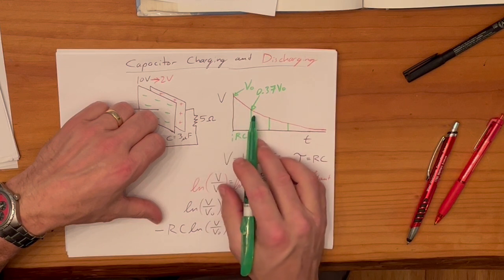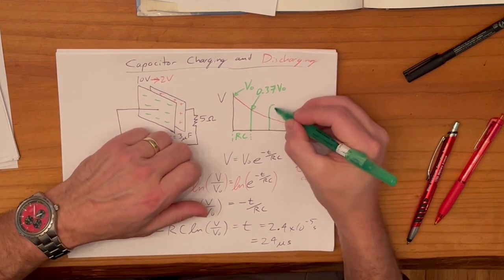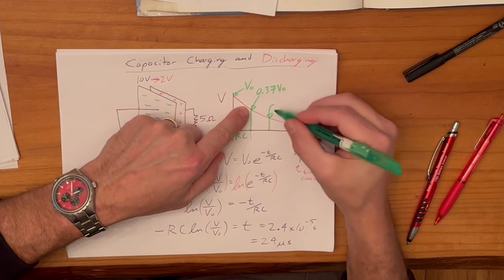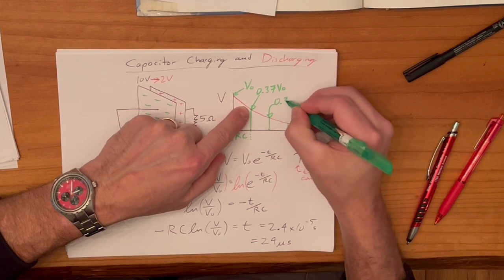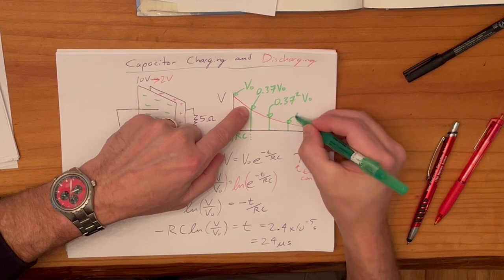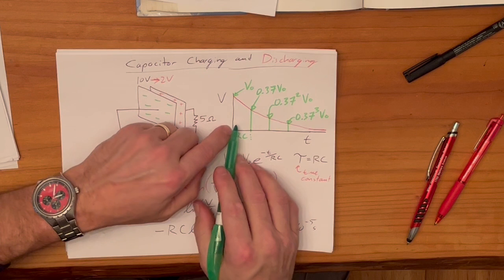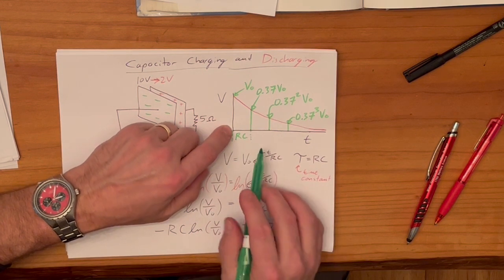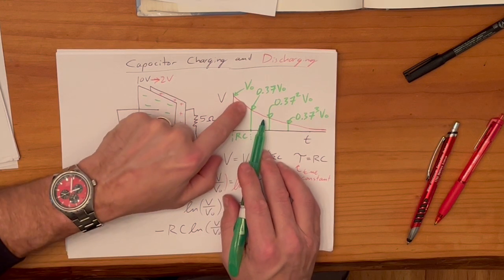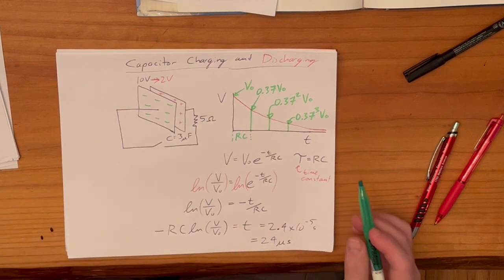So after one time constant, you're down to 0.37 V naught. And then here, we have to multiply this by 0.37. So it's 0.37 squared V naught, and of course this one is 0.37 cubed V naught. So I just keep multiplying by 37% every time. Any 2 points on this graph that are separated by a time constant, it'll be 37% of what you had before, okay?